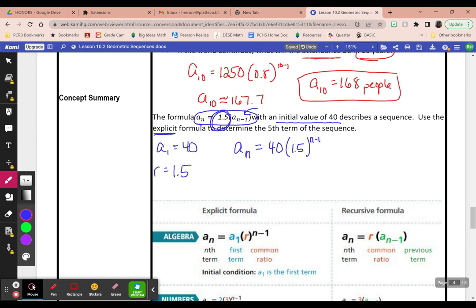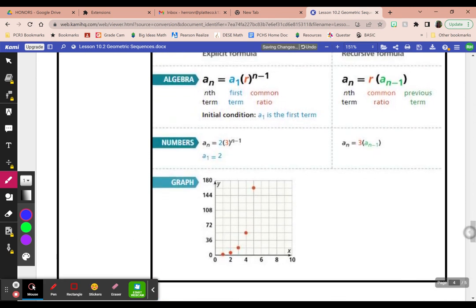And then you're plugging in 5. So A sub 5 equals 40 times 1.5 to the 5 minus 1. Okay, which means a sub 5 is 202.5.